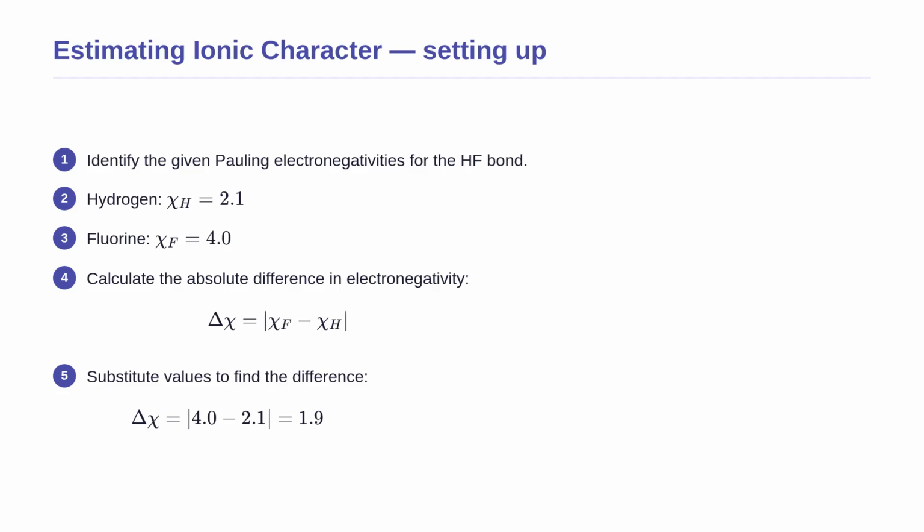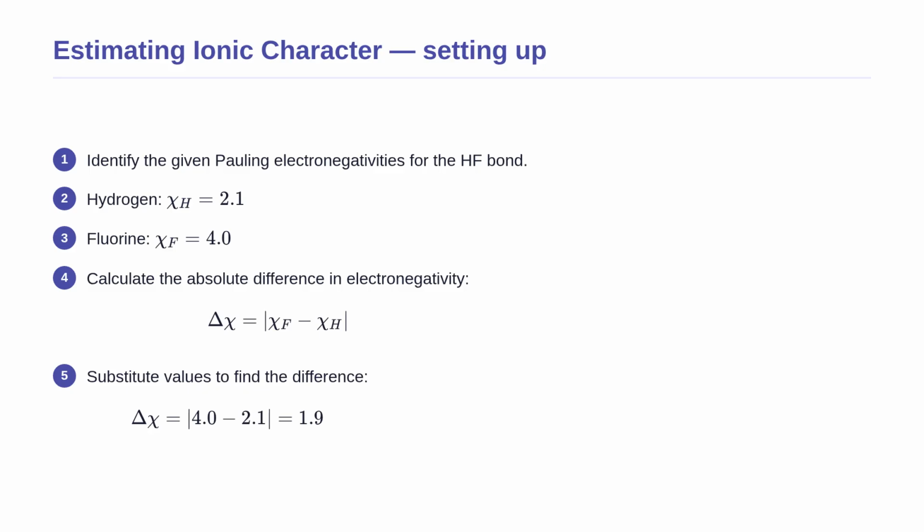We will estimate the percentage of ionic character in a hydrogen fluoride bond using only electronegativity values. We are given the standard Pauling values, 2.1 for hydrogen and 4.0 for fluorine, which is the most electronegative element on the periodic table. Since we lack experimental dipole data, we rely on the Hannay-Smith equation. Our first step is simply to find the absolute difference in electronegativity between the two atoms. We subtract 2.1 from 4.0, giving us a difference of 1.9.